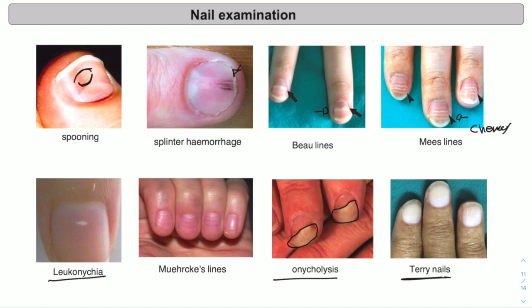Terry's nails, as we mentioned previously. Terry's nails are white, severely pale nails. These could be seen in cirrhosis and in chronic renal failure.